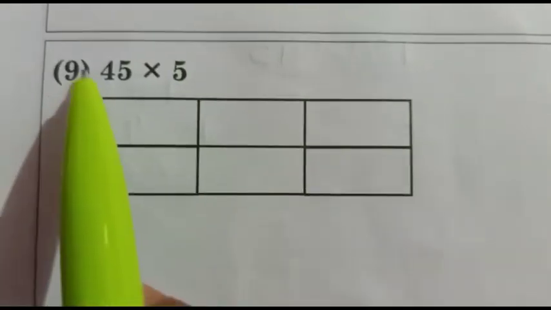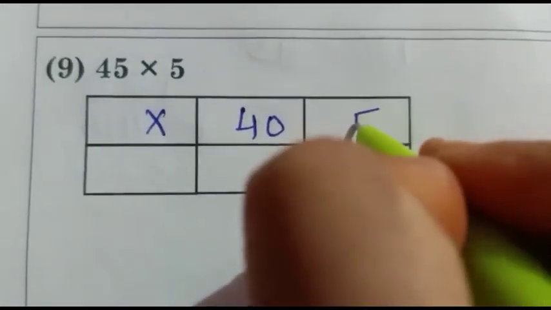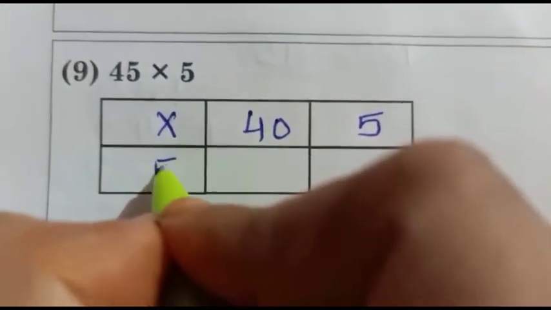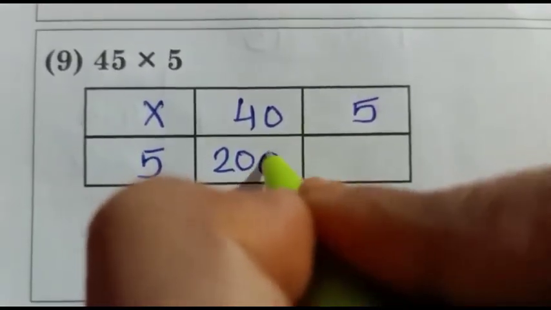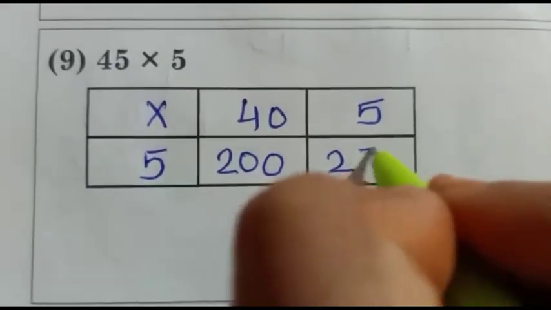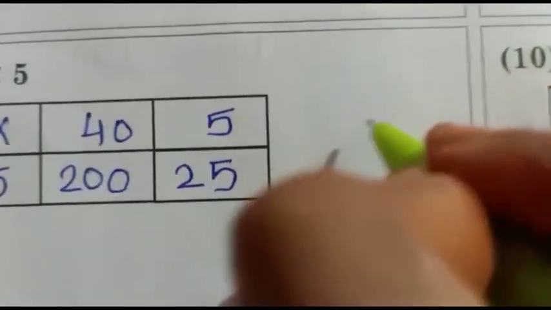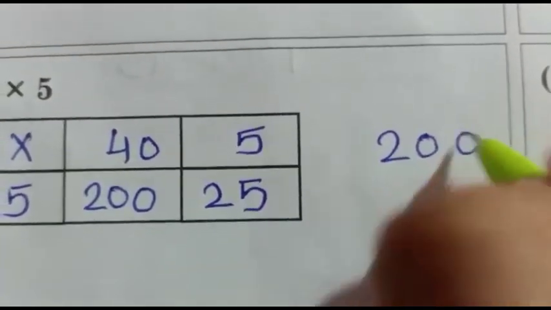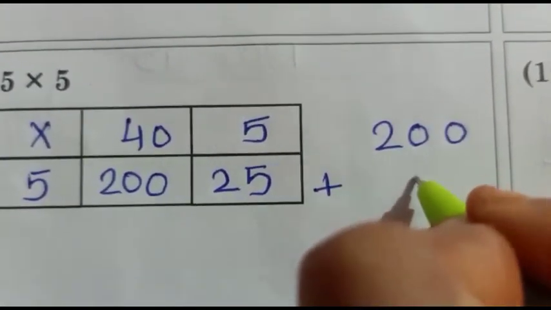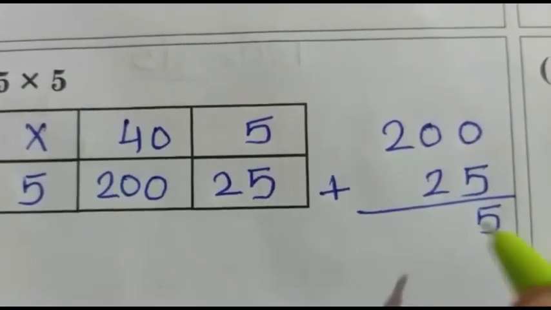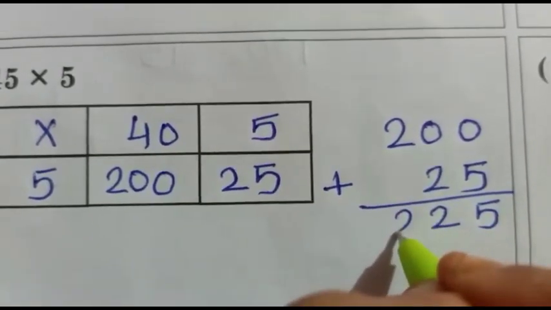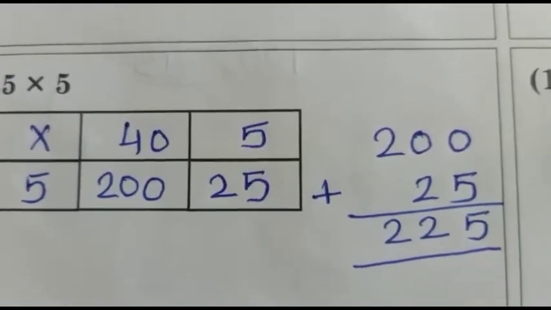Now students, 9th one is 45 multiplied by 5. So first step, put multiplication sign. 40 plus 5. Okay, and here it will be only 5. 5 4s are 20, and this one 0. 5 5s are 25. So 200 plus 25. 0 plus 5 5, 0 plus 2 2, and that 2 you will write as it is. So the answer is 225.